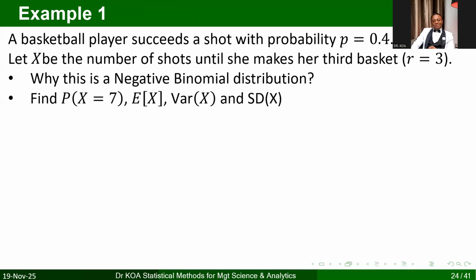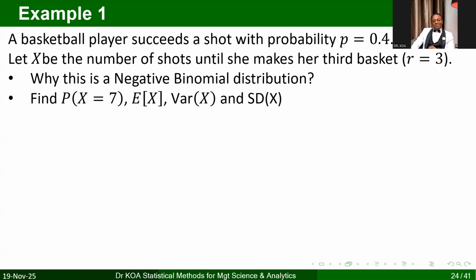All right, let's take a typical simple example. A basketball player takes a shot, just throwing the ball into the basket, with a probability of 40%. If we let X be the number of shots until she makes her third basket, her third basket means that r is 3. That's the number of successes. Why is this a negative binomial distribution? And then find the probability that X is 7.